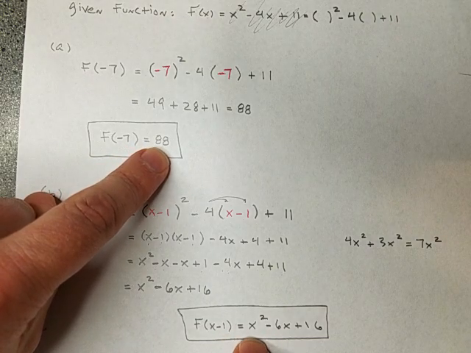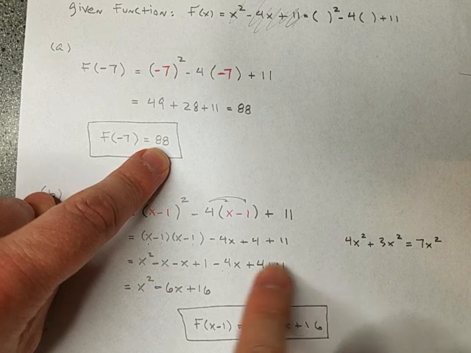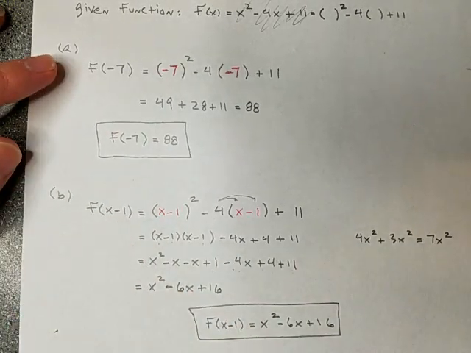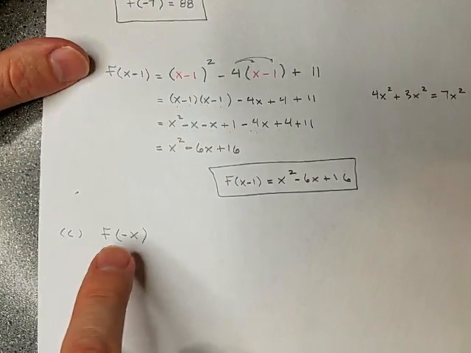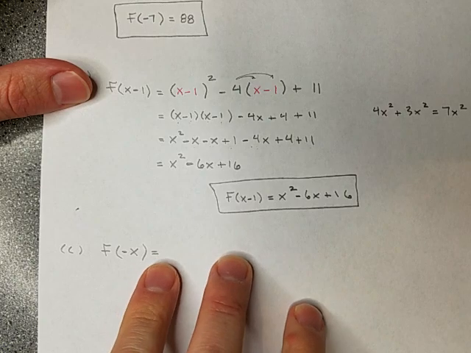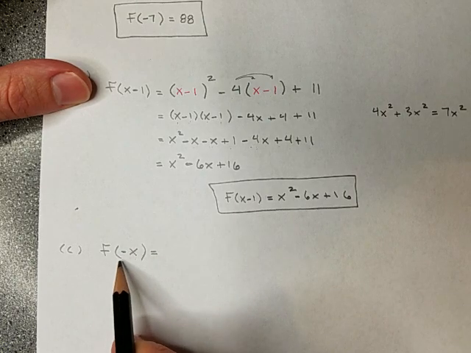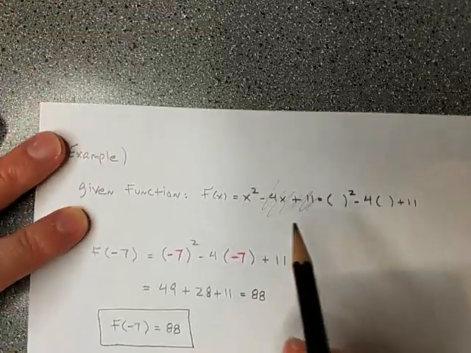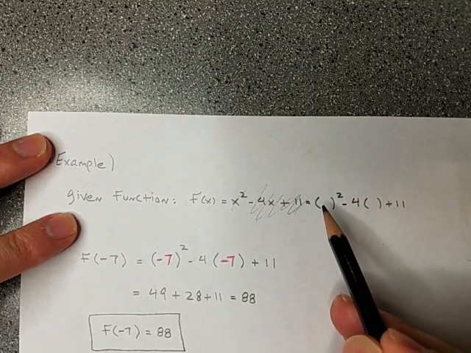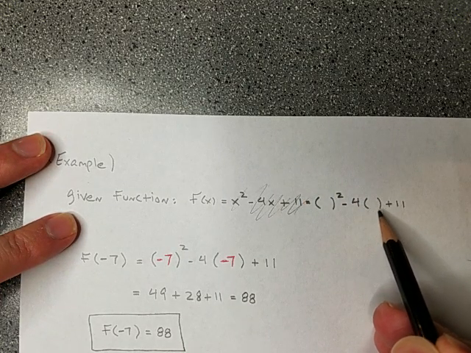It just looks a little different when you're not strictly using a number, when your input contains a variable in it. All right, so let's try another one. Let's try this one, f of negative x. Okay, so where do I start? So I need to plug that input into this function, but I'll write it down that way. The input squared minus 4 times the input plus 11.